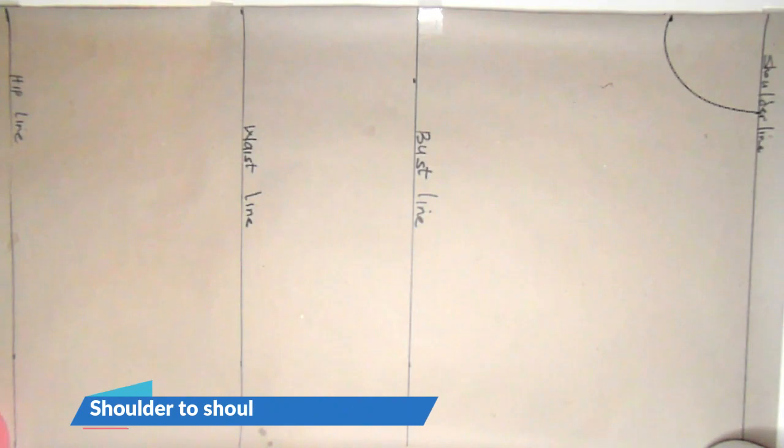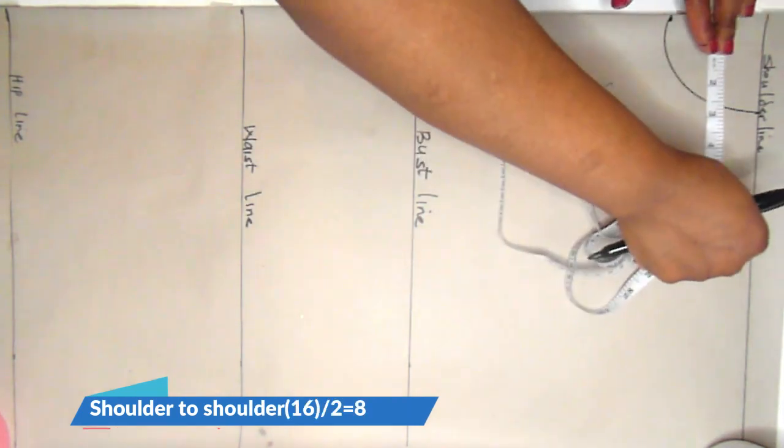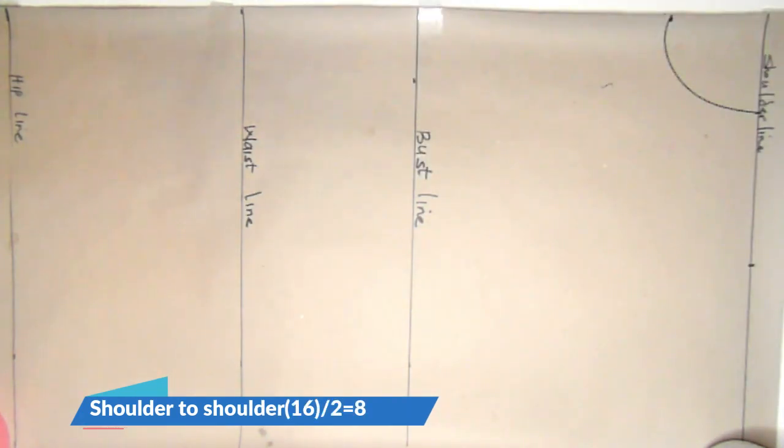The next thing we have to do is to put in our shoulder slope on the shoulder line. But before we do that, remember my shoulder to shoulder is 16. I'll have to divide my shoulder by shoulder measurement by 2, which is 16 divided by 2 is 8. I will be putting down the 8.